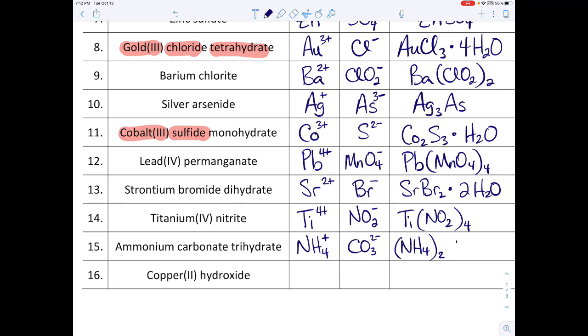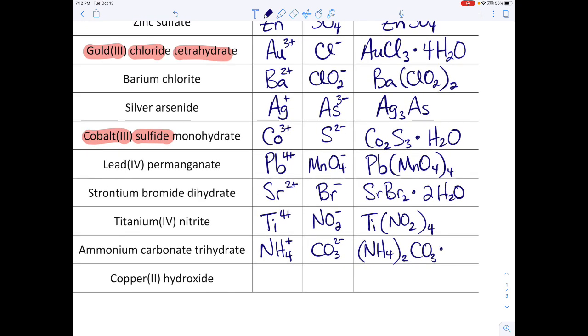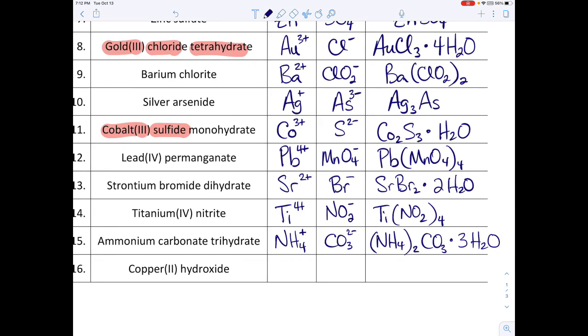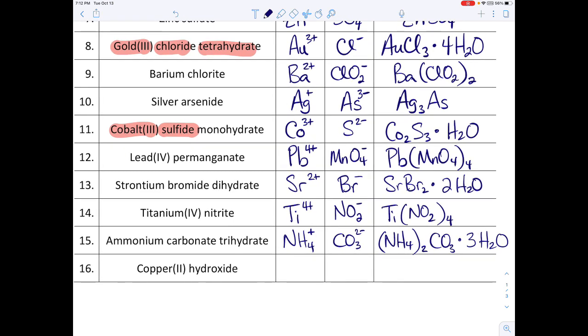There's my 2 ammoniums and there's my carbonate. But it also said trihydrate. So let's add dot 3 H2O. Tri is the number 3. And finally, copper 2 hydroxide, number 16.